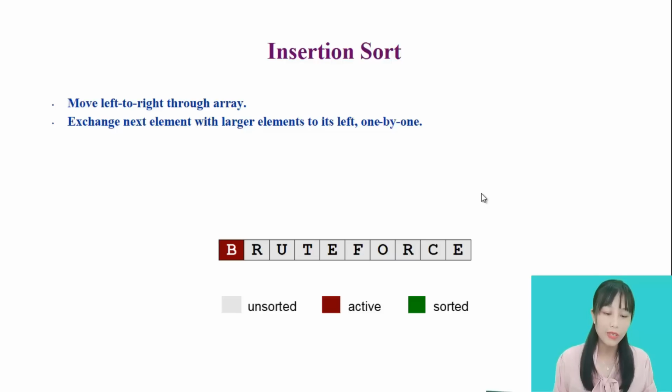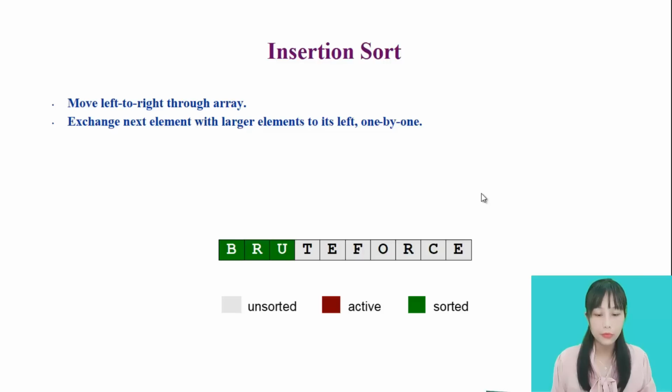Green color, sorted. B, no swap. R, no swap. U, no swap. T and U, swap. T and R, no swap. E and U, swap. E and T, swap. E and R, swap. E and B, no swap.